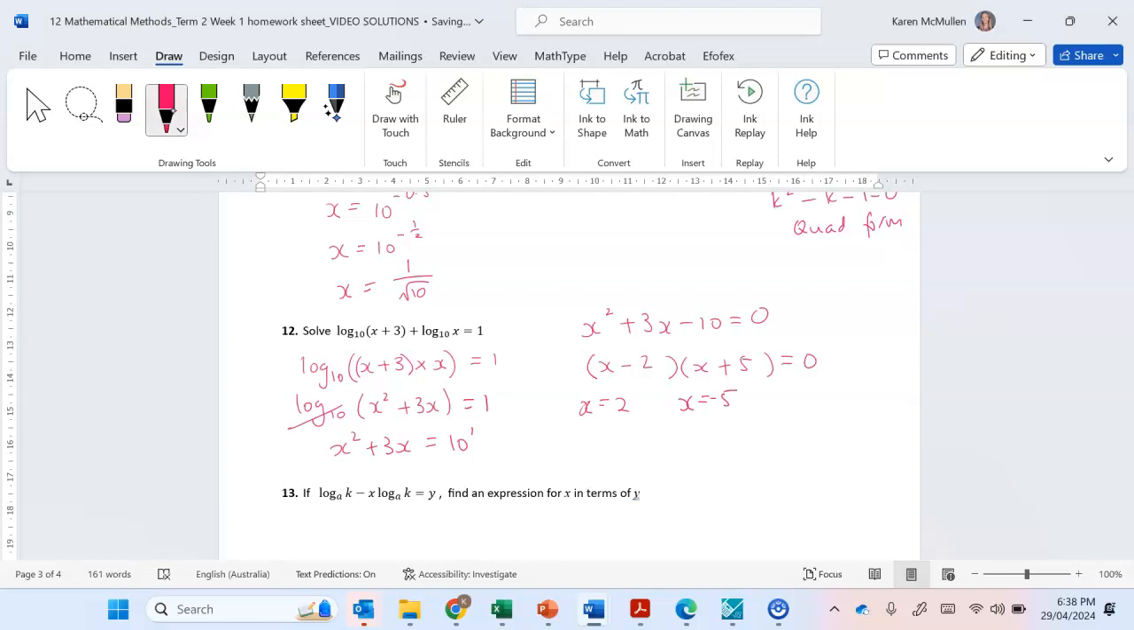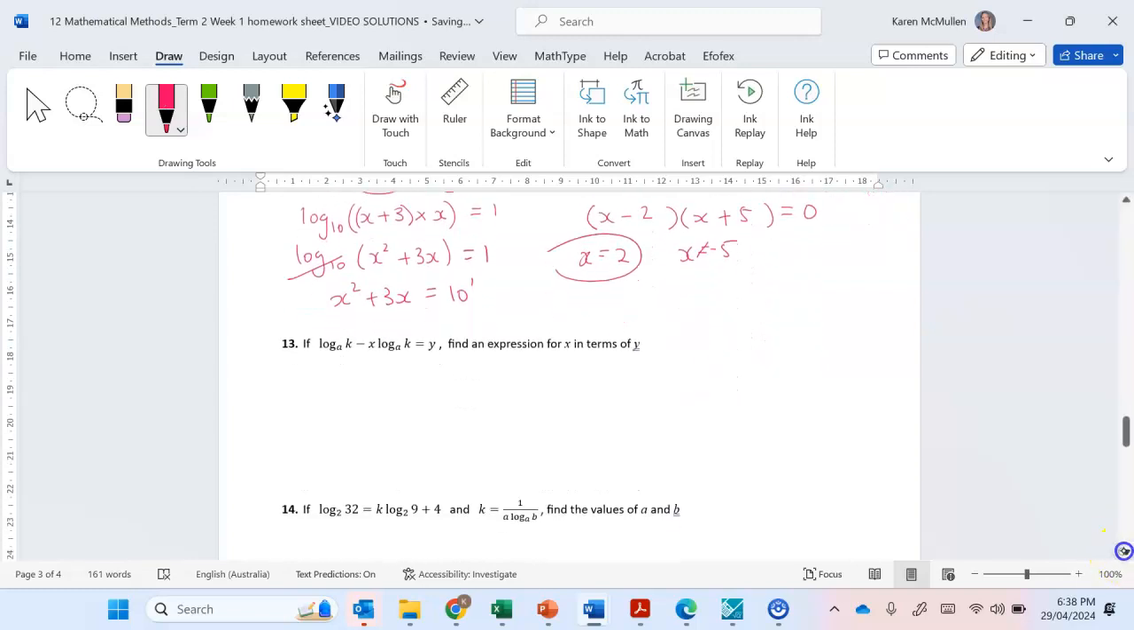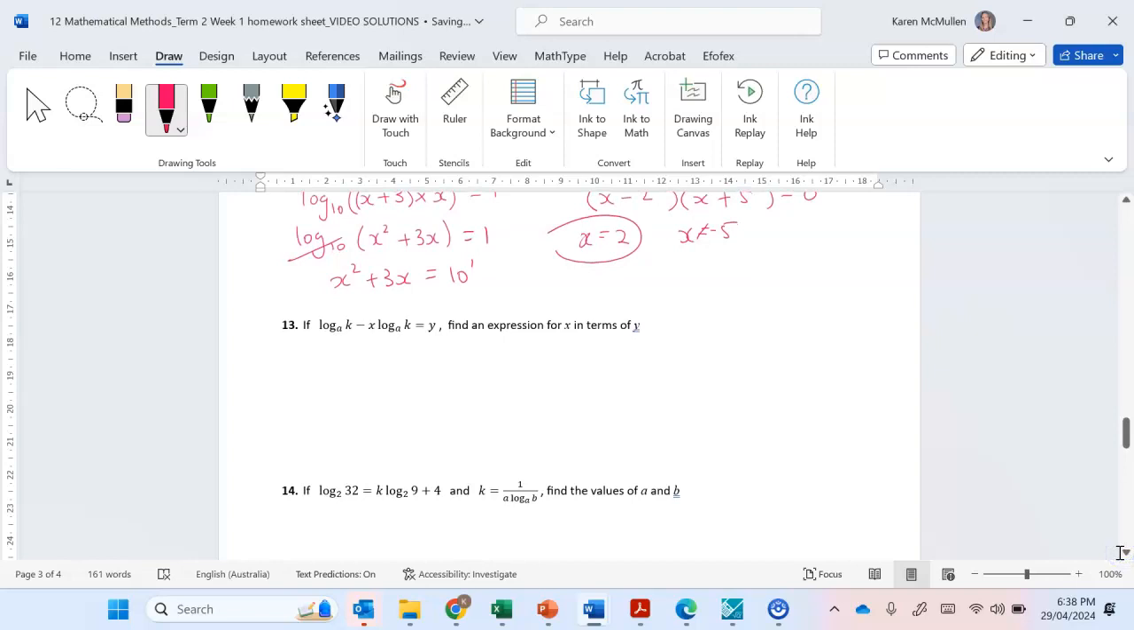But we do have to test our solution. So we've got to substitute it into here first. So clearly it can't be negative 5. So x can't be negative 5 because we can't take a log of a negative number. When we substitute 2 into here, it does work, and it obviously works for here as well. So that's your only possible solution. So always check your answers with your logs. All right, nearly there. Just take a sip of water.